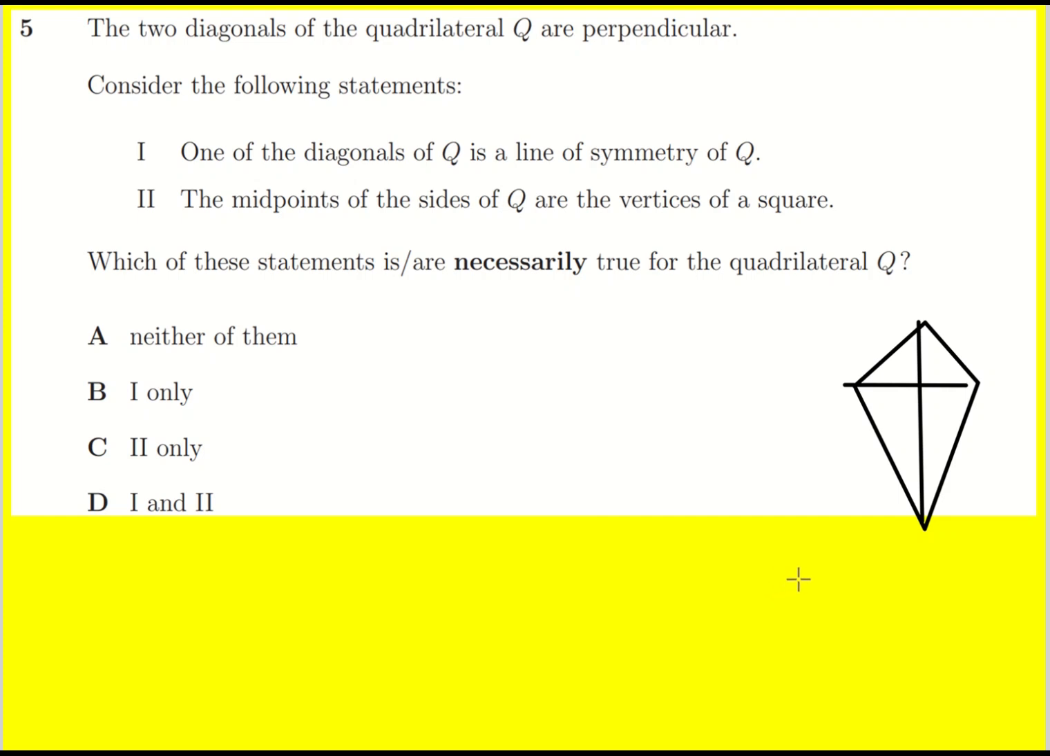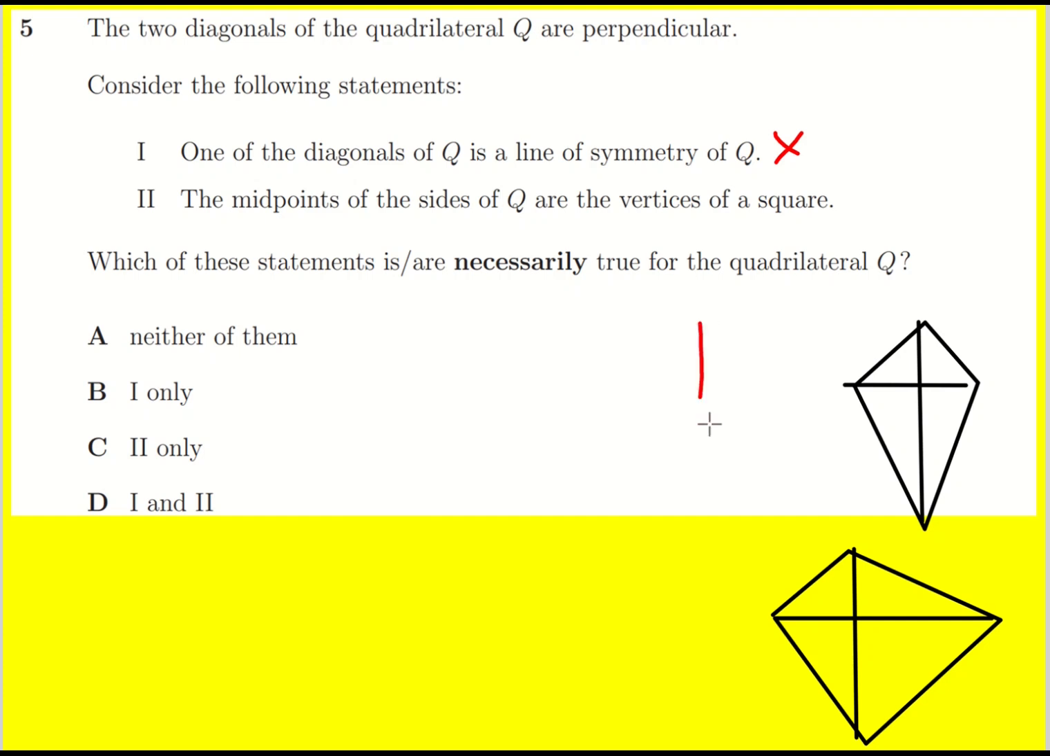But actually this gives us motivation, because what if I drew my kite not so great? Maybe I draw it like that. And suddenly there is no line of symmetry going on. And that's all I need. I've just got to find one where it doesn't work. This one is not necessarily true.